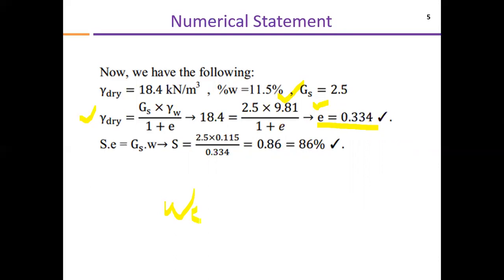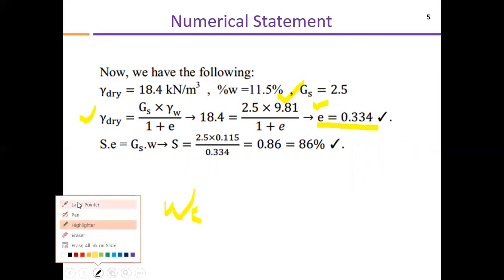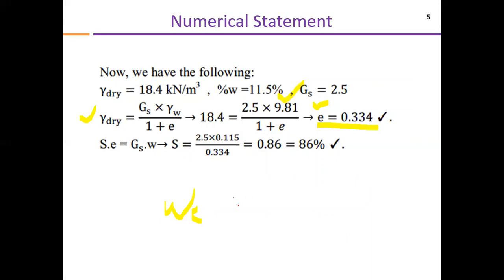Now the last parameter is the degree of saturation, for which we have this formula: w is equal to e S divided by Gs. Now shifting this Gs towards the left side of the equation, it will be multiplied with the water content, and the final equation will be like this: e S is equal to Gs into w.